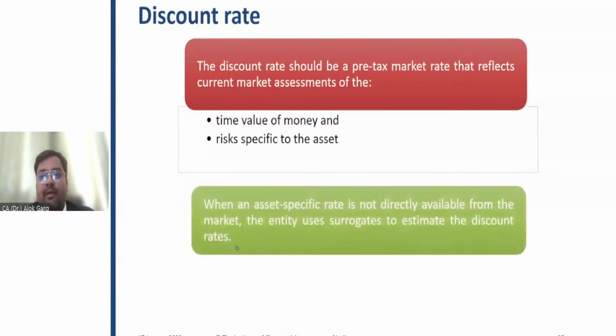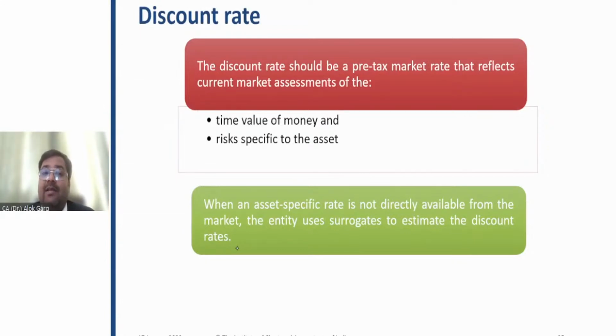Guys, why is it saying that the risk is specific to the asset and why is it saying time value of money? Of course, discount rate is nothing but the time value of money. Present value, what is present value? It's a time value of money. The value of 100 rupees today is not equivalent to the value of 100 rupees after 1 year. The value of 100 rupees after 1 year is 96 or 95 or 90 rupees today.